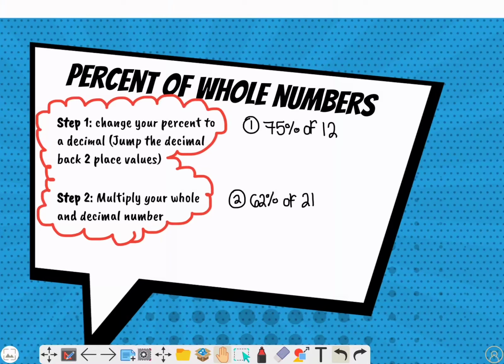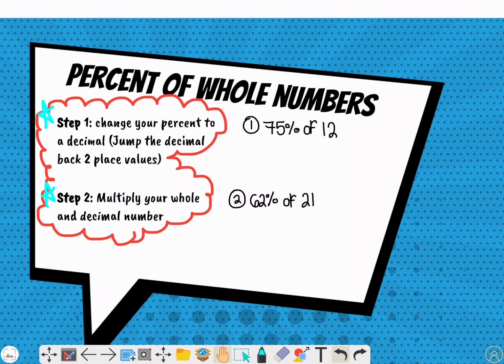When finding the percent of a whole number, all you really have to do is two steps. Step 1, you need to change your percent to a decimal, and you do that by jumping back the decimal two place values. I'll show you that in a second. In step 2, you're just multiplying your whole number and your decimal number. So if you're pretty good at multiplying wholes and decimals, it's not going to be a terribly difficult concept.